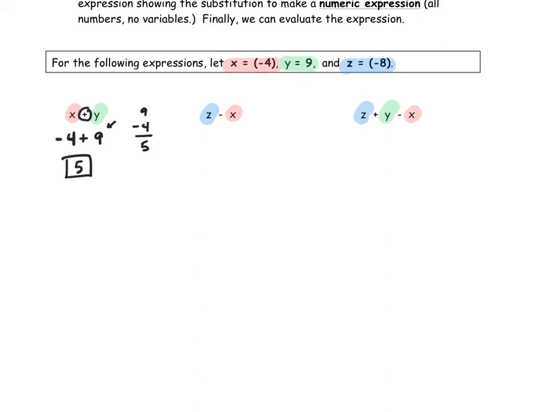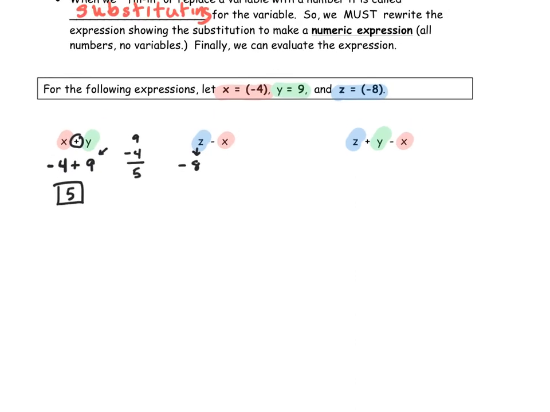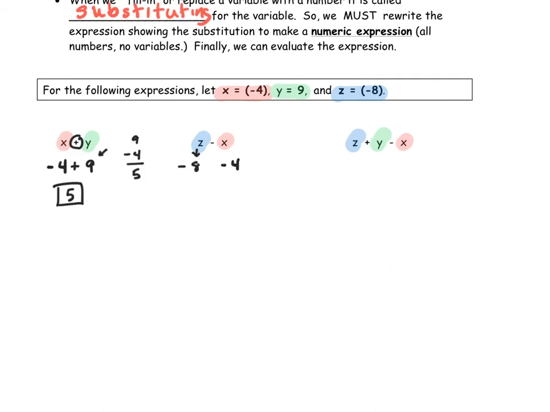So let's try this again. This time I see z, and so filling in for z will be -8. So right below where the z is, I'm going to fill in -8. Then I see x, and they told me from the beginning that if I see an x, I'm supposed to fill in or substitute -4. So I'm going to write -4.